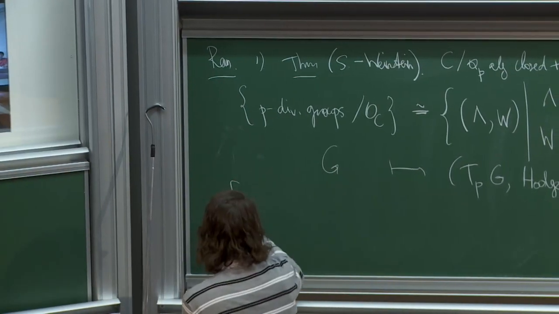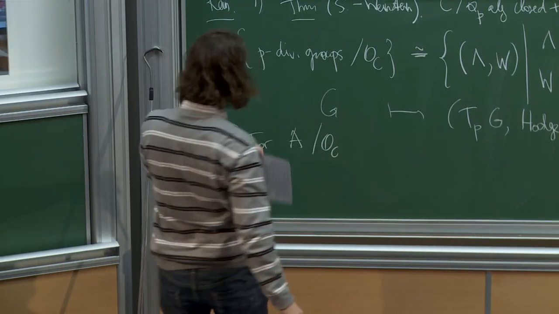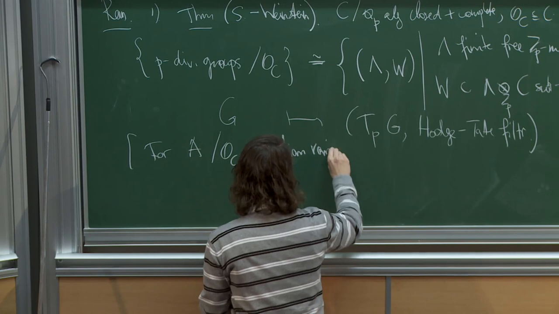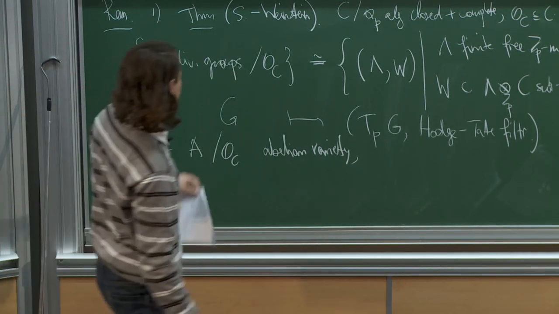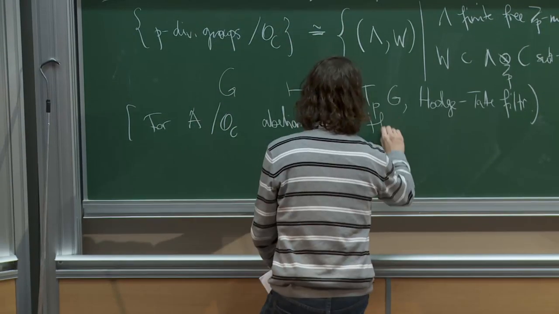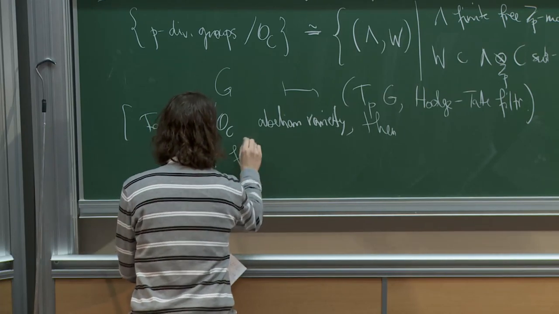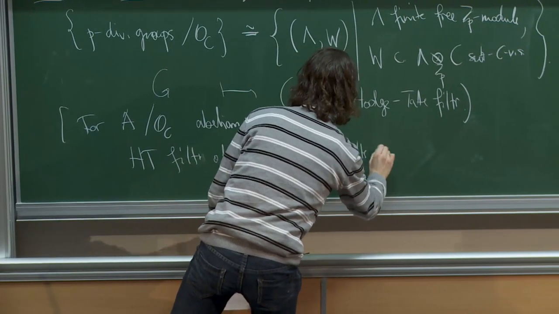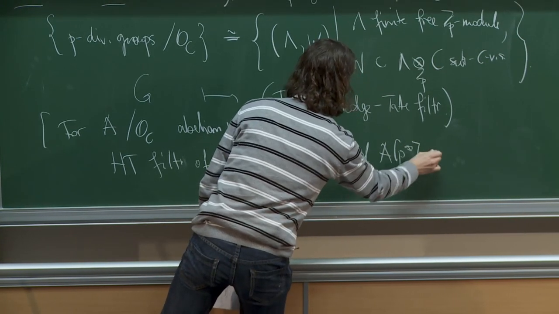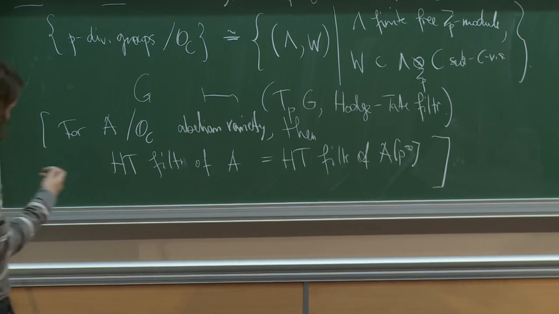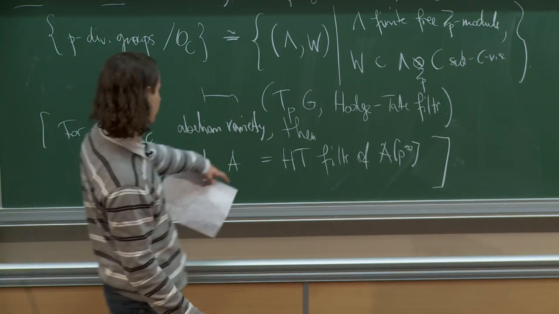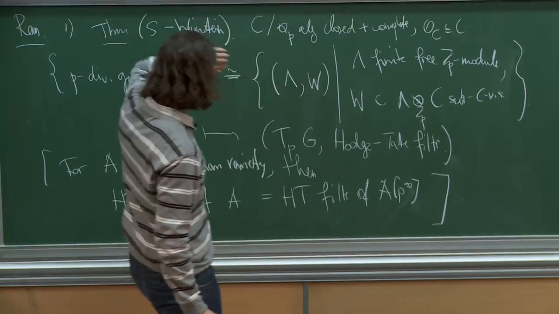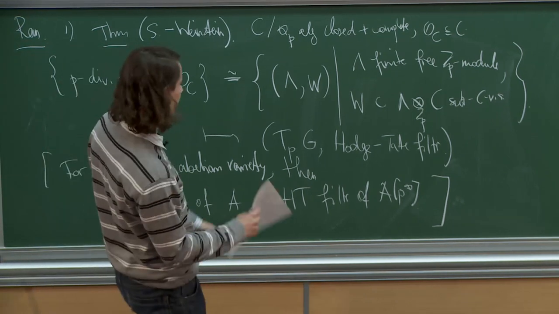I want to remark that if I have an abelian variety A over O_C, then the Hodge-Tate filtration of A is the same as the Hodge-Tate filtration of its p-divisible group, which has an independent definition that is in fact much simpler. There's a very simple definition of the Hodge-Tate filtration of a p-divisible group. It probably first appeared in the work of Faltings, I'm not exactly sure, and it was used a lot by Fargues, and that's where I learned this.